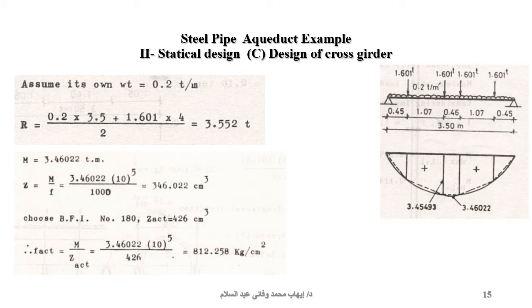then F actual equals 812.258 kilogram over square centimeter. Z actual equals 426 cubic centimeter.